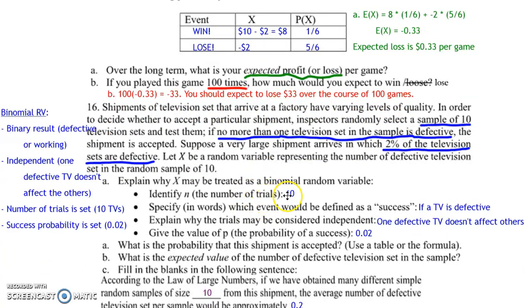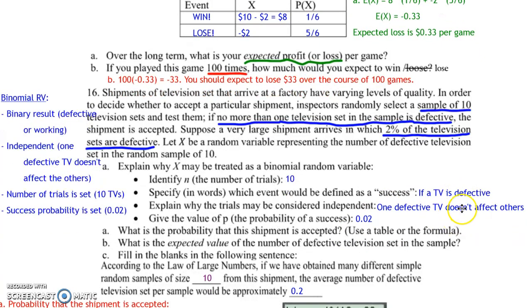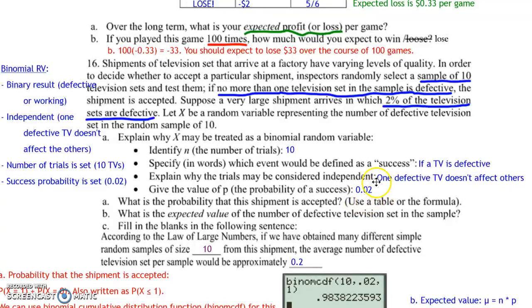The number of trials here is 10 because in every sample, in every shipment, we're looking at 10 TVs. A success is if a TV is defective. Again, that's a little counterintuitive, but that's what we're looking for. One defective TV isn't going to affect the others. It's not like one defective TV is going to infect other TVs. I hope, because that would be terrifying. And then the value of p, which is the success probability, is 0.02. It says 2% of the television sets are defective. So that's a known probability. That's a known proportion for the population.